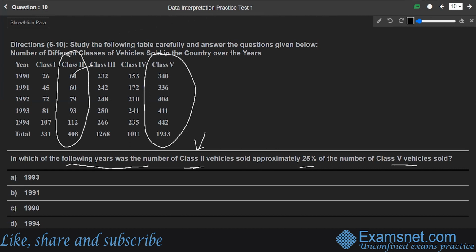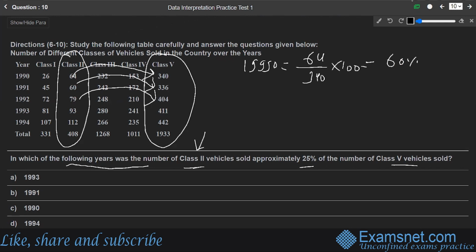So we have to check whether 64 is 25% of 340, whether 60 is 25% of 336, whether 79 is 25% of 404, and let's keep on checking. For whichever year we find the same, we can declare that as the right answer. Okay, so for the year 1990, we compare 64 and 340. So 64 is what percent of 340? This is how we can find out. This is coming out to be exactly 60%. So that is not the right answer, because we are supposed to find 25%.